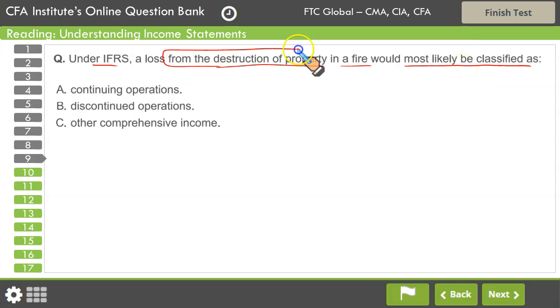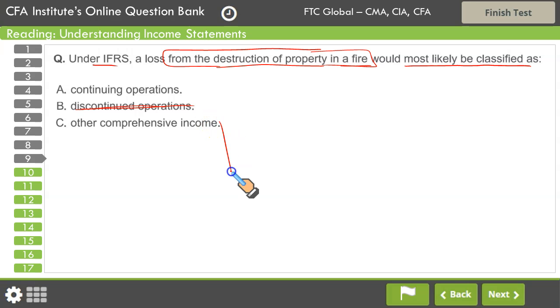Loss from the destruction of property in a fire. It is not a discontinued operation. Discontinued operation relates to disposal of an operating division or a segment of the firm. So this is not a discontinued operation.